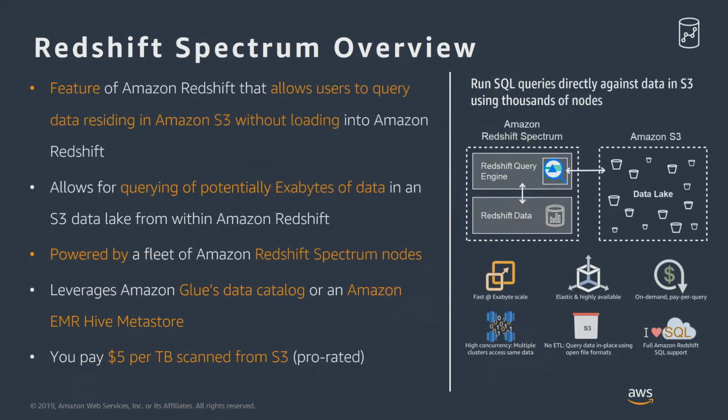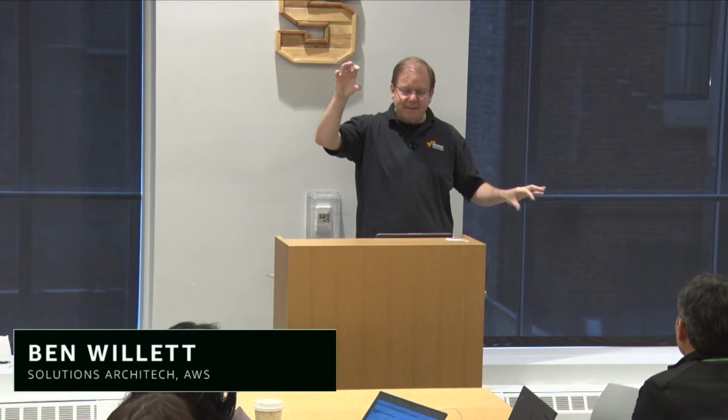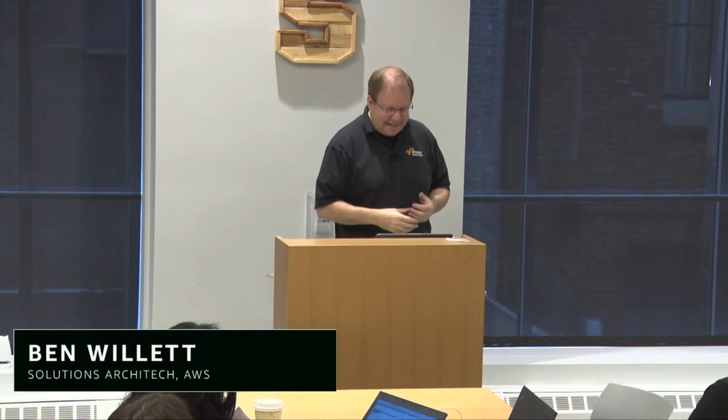How does it know what's in the fleet versus S3? Do you have to tell it, or does it automatically know that? You are one slide ahead of me. So the question was, how does Redshift know what's in the cluster and what's on S3? And I'm about to get to that.